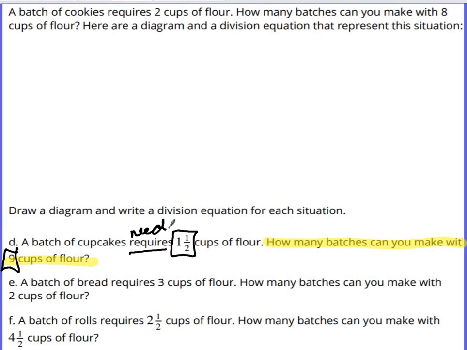Let's look at what the 9 tells me. It's not what I want in this case. I wanted 3 batches before. I want to know how many batches I can make. 9 cups is what I have. Okay, so 9 is what I have. So what should I draw first for my diagram?